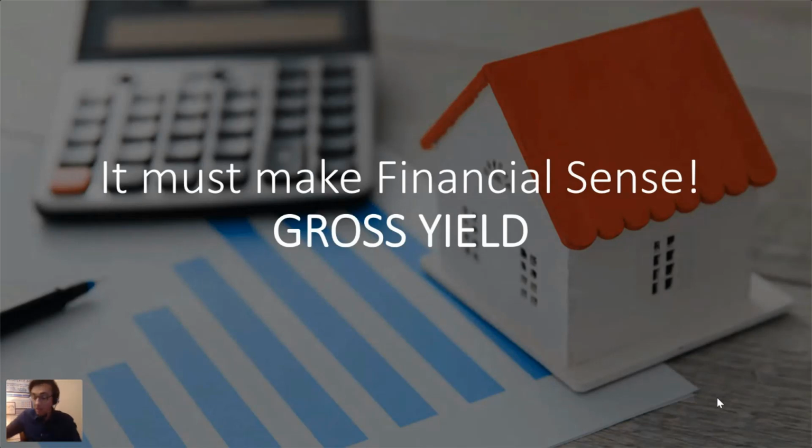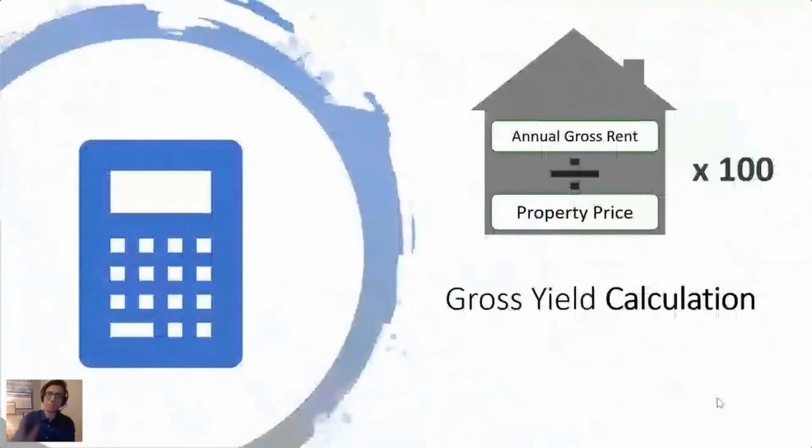It tells me if that deal is worth pursuing in more detail or if I should just move on, because if the gross yield doesn't check a green box, I'm almost certain that the deal won't work. So let me explain this gross yield calculation, as simply as can be. It is your annual gross rent divided by your property price.